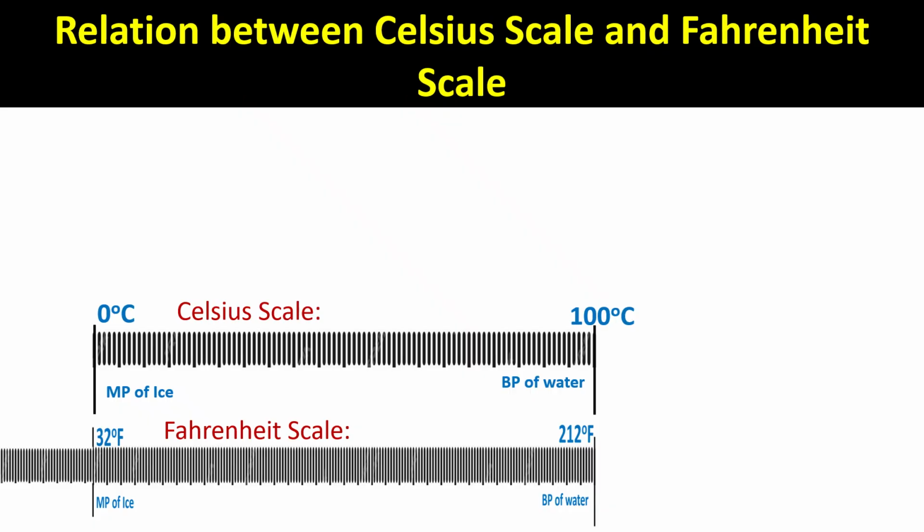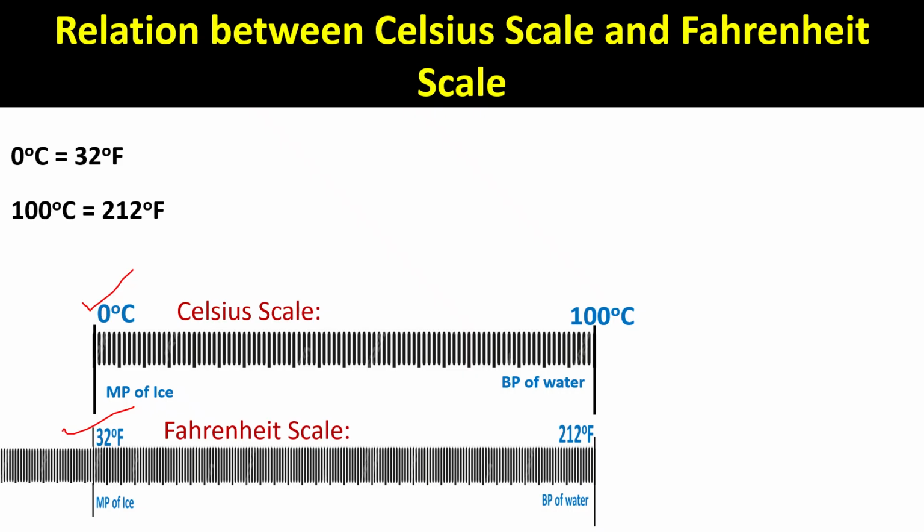Next we will discuss the relation between the Celsius scale and the Fahrenheit scale. In the Celsius scale, the melting point of ice is 0 degree Celsius and in the Fahrenheit scale, the melting point of ice is 32 degree Fahrenheit. So it can be written as melting point of ice equals 0 degree Celsius equals 32 degree Fahrenheit. Similarly, boiling point of water equals 100 degree Celsius equals 212 degree Fahrenheit.